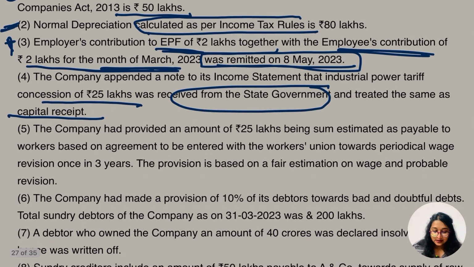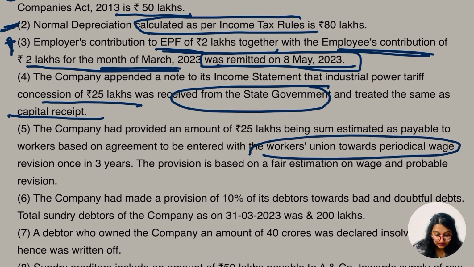Okay. Next, the fifth point says the company had provided an amount of rupees 25 lakh, estimated as payable to the workers based on an agreement to be entered with the workers union towards the periodical wages revision once in 3 years. I'll tell you, if any present obligation arises due to past events, in that case that would be allowable. This is a simple hint. So you have to identify what would be the adjustment in this question.